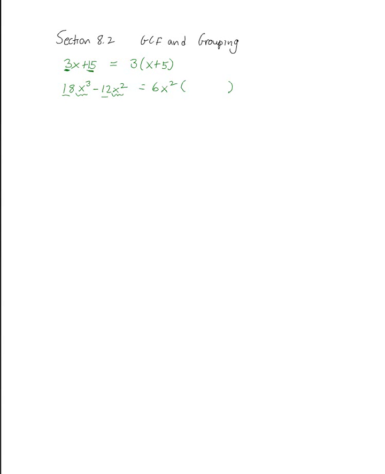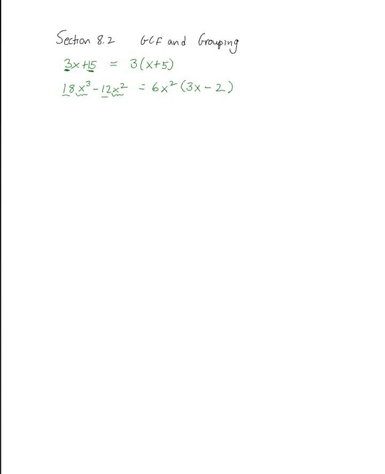And then again, I kind of think about my distributive property. 6x squared times what will give me 18x cubed? Well, I need 6 times 3 to get 18, and then I need x squared times x to get x cubed. Minus 6x squared times what gives me my 12x squared? That would just be a 2.